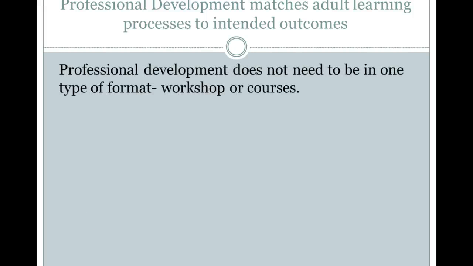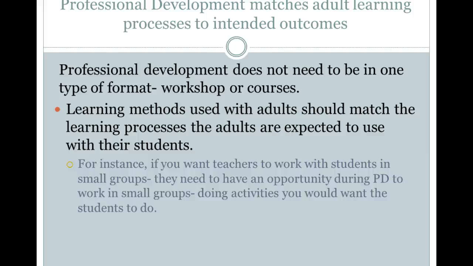Professional development matches adult learning processes to intended outcomes. So, professional development does not need to be in one type of format. It doesn't have to be a workshop or a course. You can use many different learning methods and processes. In fact, they should match the methods you would like adults to use with their students. For instance, if you want teachers to work with students in small groups, then they need to have the opportunity to practice work in small groups as well.